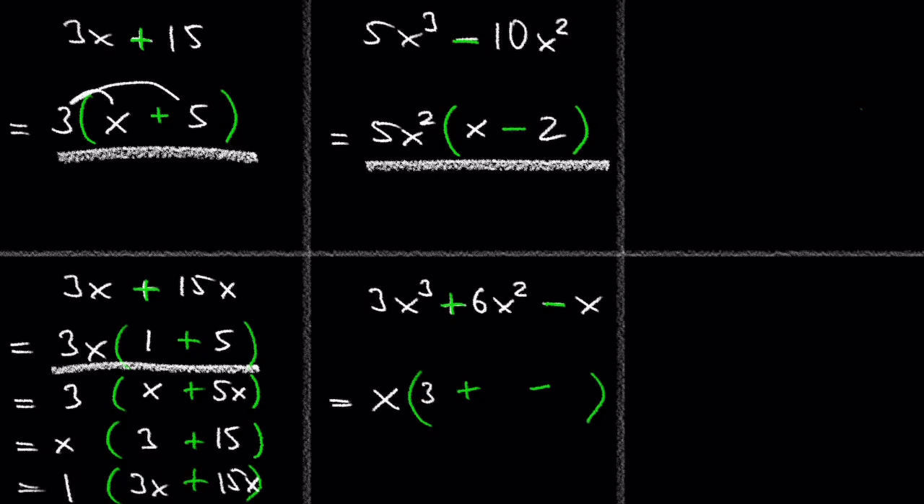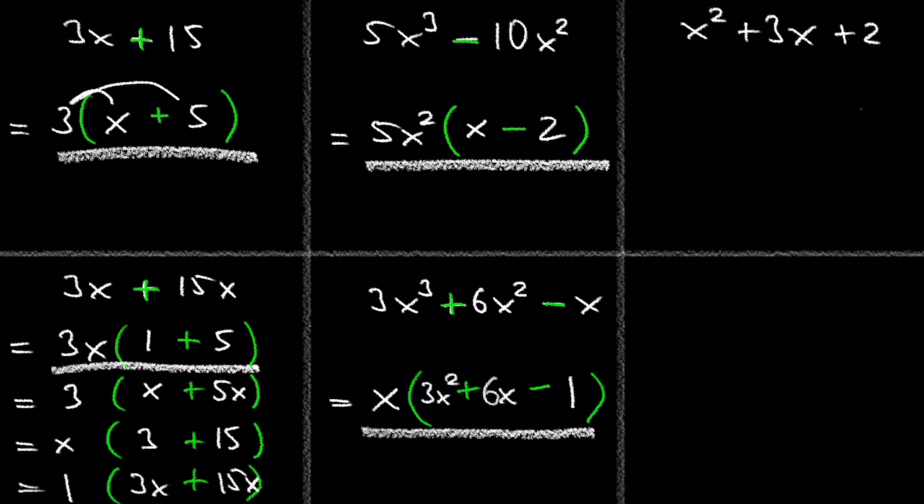X times 3x squared is 3x cubed. X times 6x is 6x squared. And x times 1 is x. And we are done with this problem. Let's look at the next example. X squared plus 3x plus 2.